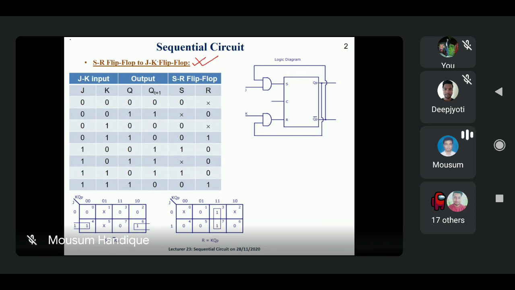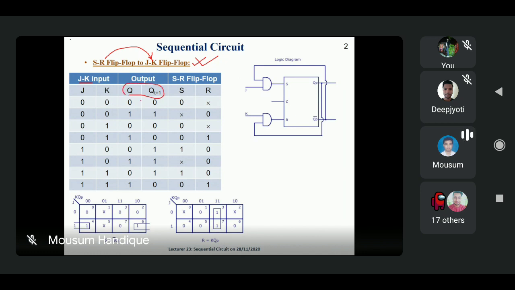Obviously, when we are converting one flip-flop to the other flip-flop, what happens? We are taking the inputs of JK. Why are we using JK? Because we are converting SR to JK. Okay, SR to JK. And also we know the present state and next state.